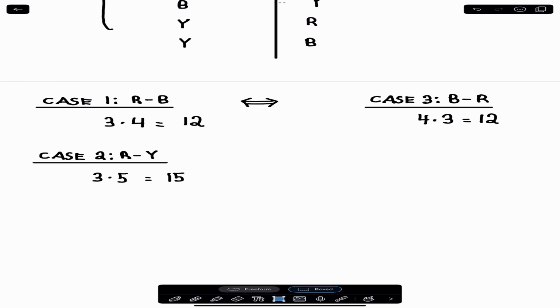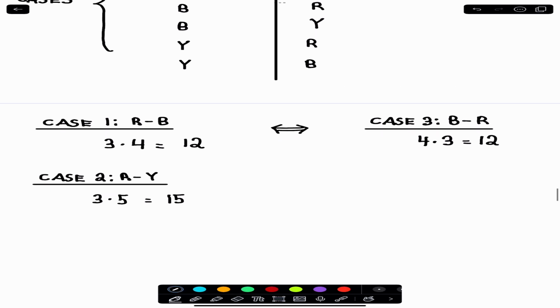So this double arrow basically just means equivalent cases. This means if we count one of these, we've basically counted the other as well. So we just need to multiply it by 2.